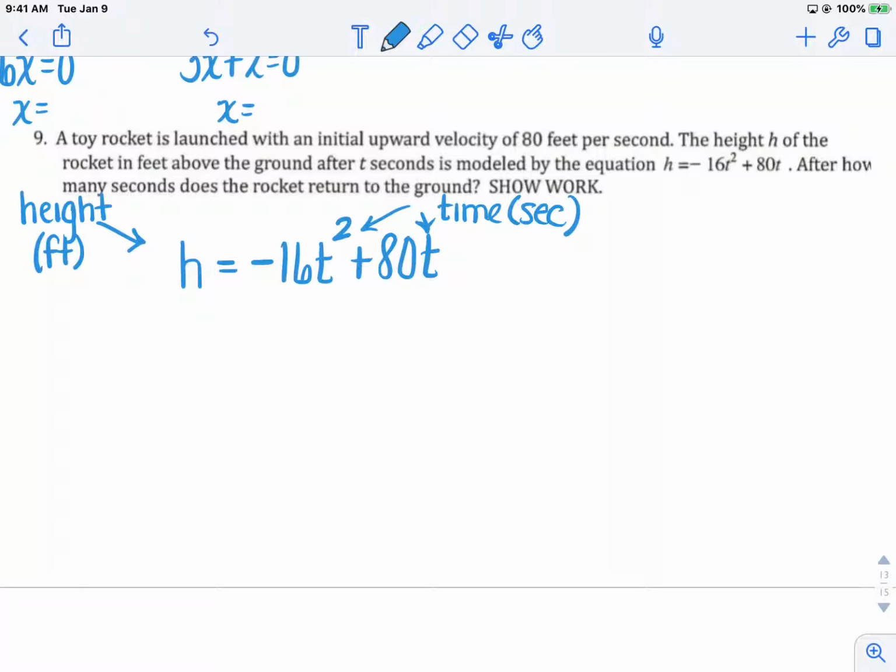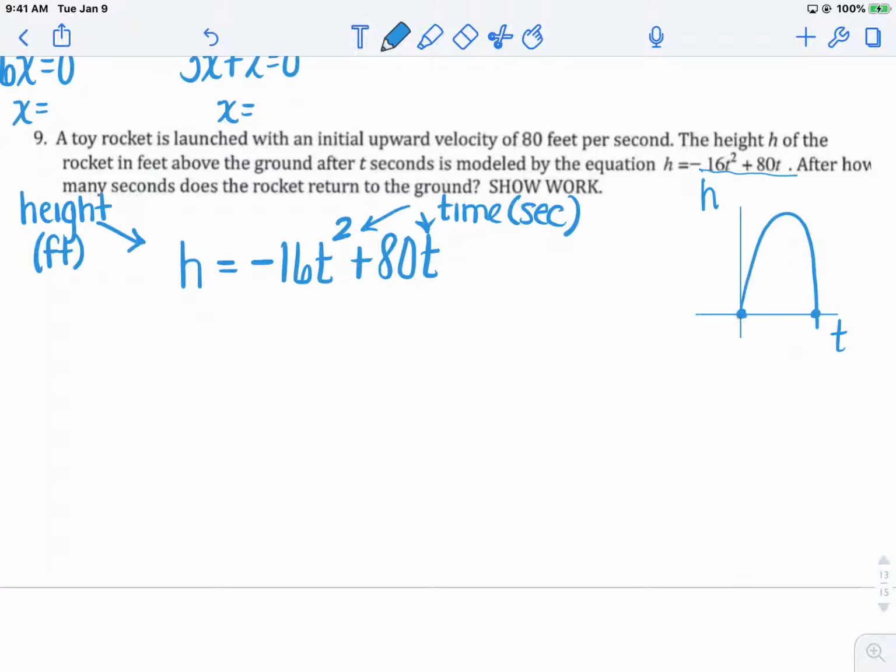After how many seconds does the rocket return to the ground? We also then made a very rough sketch of what this would look like as far as time and height. We know from graphing quadratics already that the y-intercept here is 0. And then we know that it opens upside down because of that negative value. So we know it looks something like this. So it's got to get back down to the ground after so many seconds.